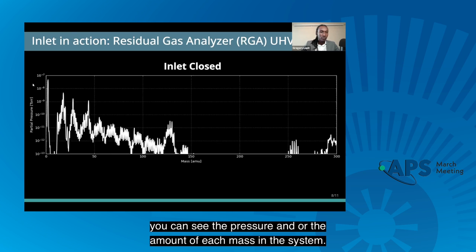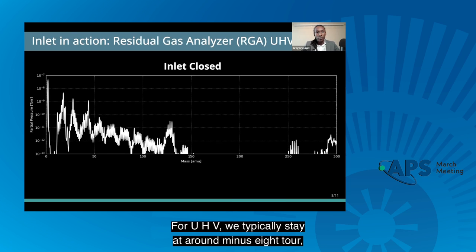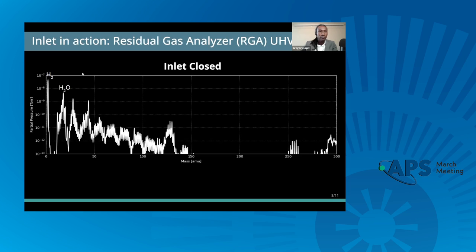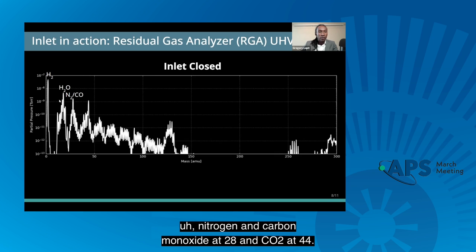On the left, you can see the pressure or the amount of each mass in the system. For UHV, we typically stay at around 10^-8 torr, so that is where you see all the peaks. To give you some bearings, here we can see hydrogen sitting around 2 AMU, H2O at 18, nitrogen and carbon monoxide at 28, and CO2 at 44.